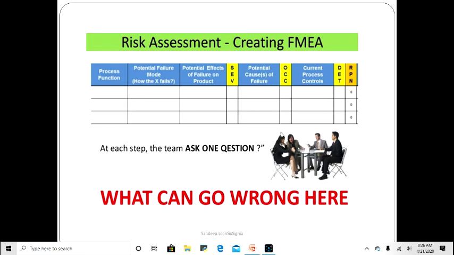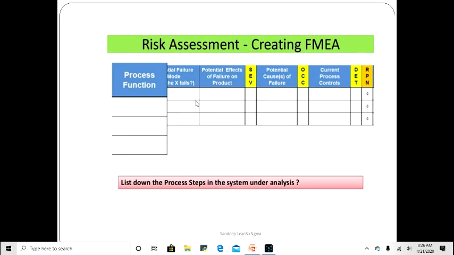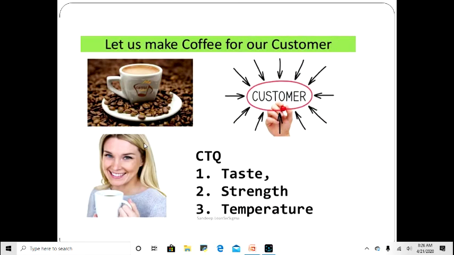It will be teamwork to assess the FMEA. There will be one team who will be discussing and finding out all the parameters here, right? So, the process steps under a particular analysis have to be listed down.